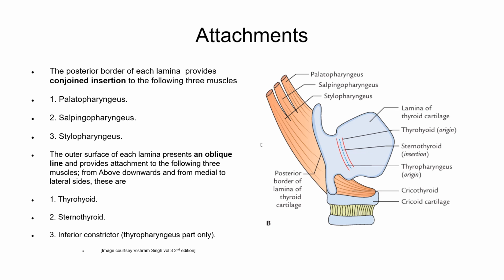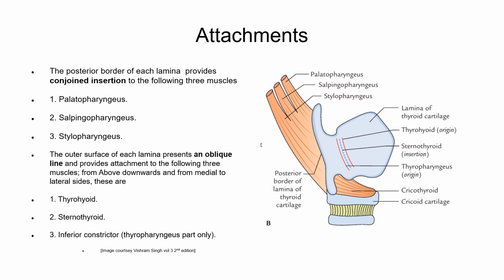So what are the muscles that are attached to the thyroid cartilage? They are important muscles: palatopharyngeus, salpingopharyngeus, and stylopharyngeus. You have already heard these muscles when you studied the pharynx lecture. So now you know that they are taking attachment, actually an insertion, on the posterior border of each lamina of the thyroid cartilage.